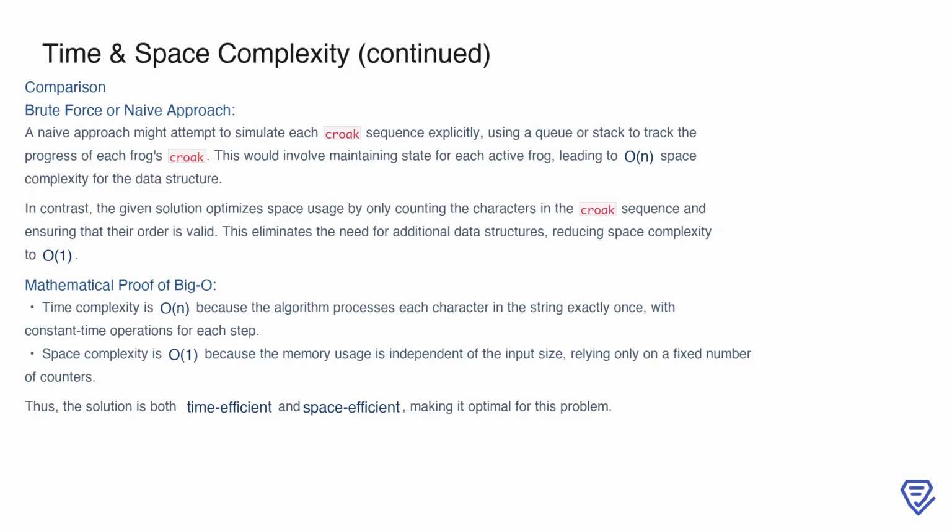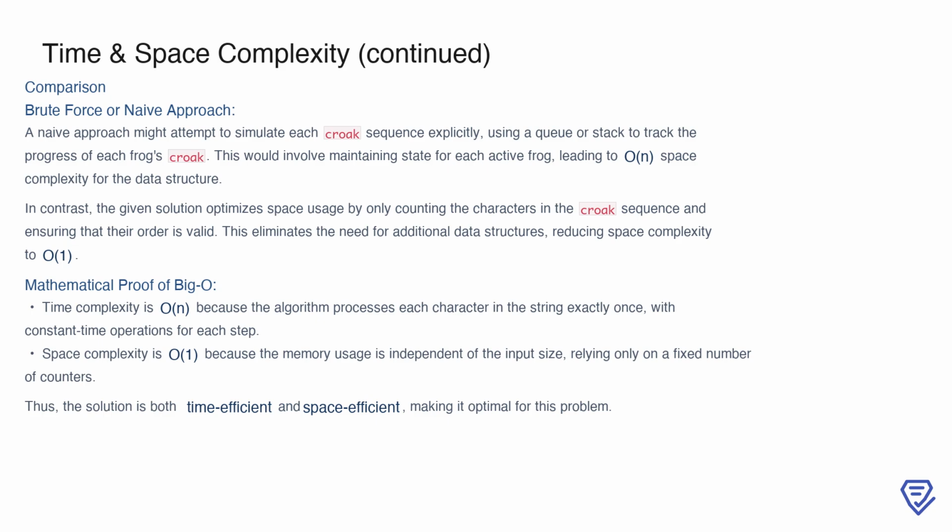A naive approach to solving this problem might involve explicitly simulating each frog's croak sequence using a data structure such as a queue or stack. While this method would work, it requires maintaining the state of each active frog, which results in O(n) space complexity due to the additional memory required to track these states. In contrast, the current solution optimizes memory usage by focusing solely on counting the occurrences of the croak characters and enforcing their correct order. This eliminates the need for extra data structures, reducing the space complexity to O(1).